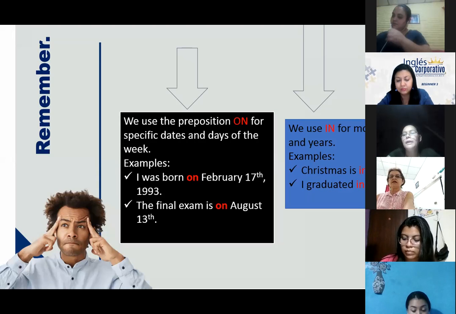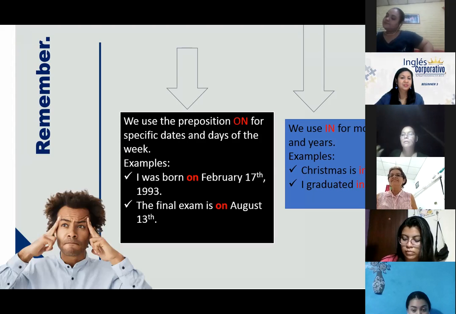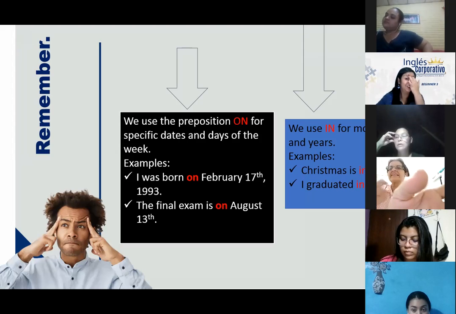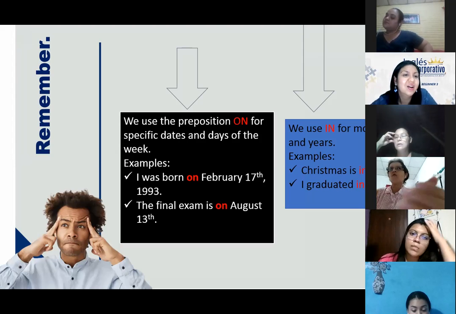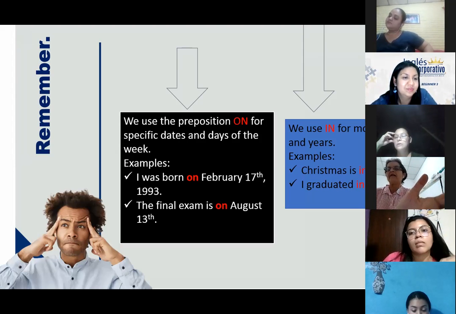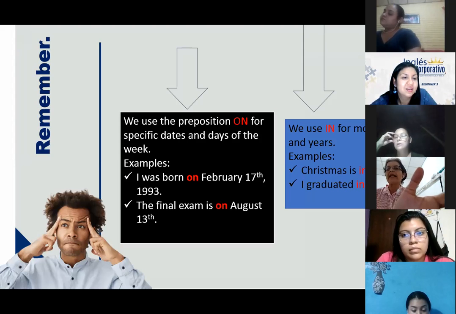Teacher, excuse me, I have a question. The pronunciation of preposition on is on or on? On. Ah, con N, así, sonido de N. Exactly, on. Por ejemplo, one, no, no, one. On. Okay, thank you.